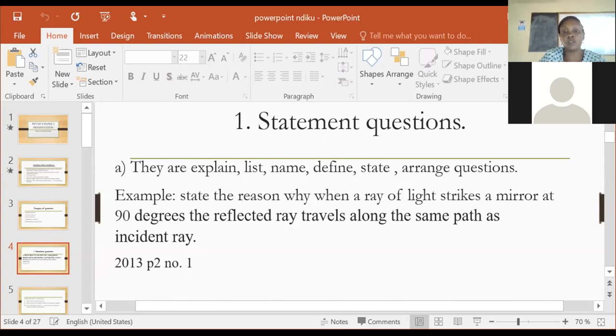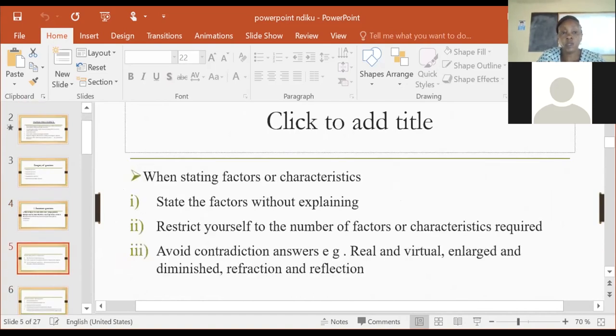So in a marking situation, not just that the angle of incidence is equal to the angle of reflection, but you have to specify that the angle must be 0. So like this question, 0 was the marking point. If you don't give that the angle of incidence is equal to the angle of reflection and you mention 0, then there is no mark. So 0 had to be mentioned. That's why the reflected ray will follow the same path. When stating factors, we have questions whereby you are told to state factors.